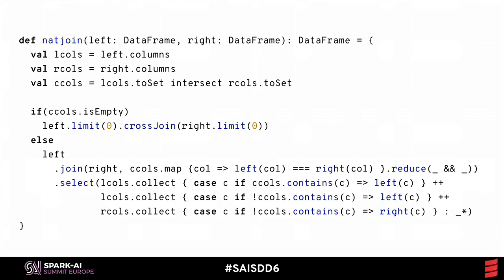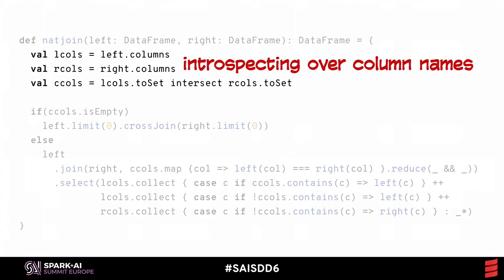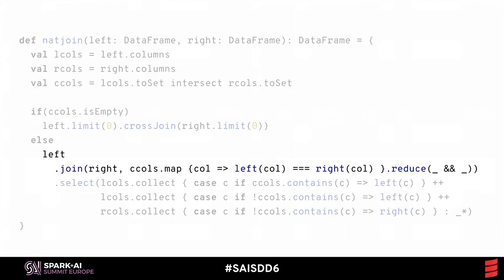So to identify the columns in common, I'll first look at the columns in the left data frame. I'll look at the columns in the right data frame. And I'll take the intersection of those to identify how I'm going to construct my join predicate. So again, we're introspecting over the names of columns here. Now, what I'm going to do next is dynamically construct a join expression. And all I'm doing here is combining together conditions for every pair of columns in the left and right data frame and creating their conjunction.